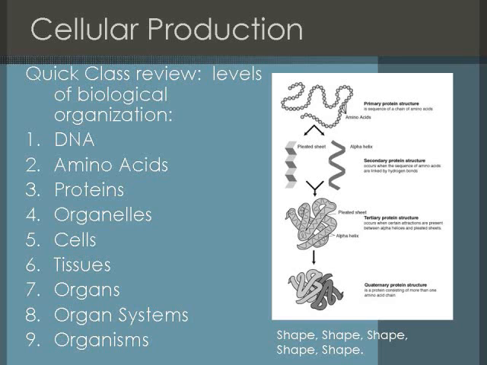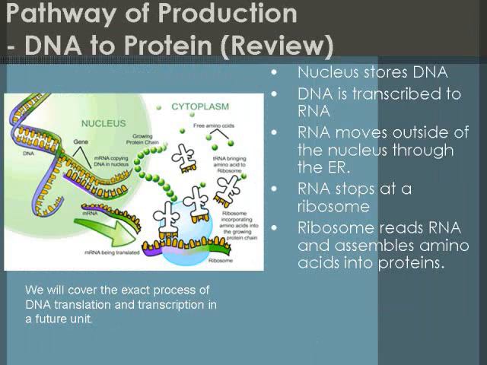Shape is really important. The DNA determines the amino acids, which determines the proteins. At the basic chemical level, this will determine the shape of the protein, which will determine the function later down the levels of organization. This slide covers a pathway of production, the DNA to protein.